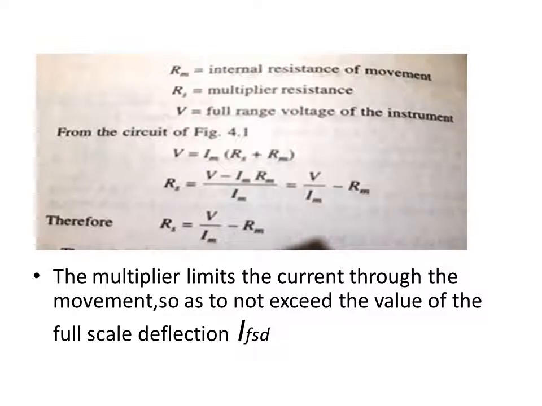The multiplier limits the current through the movement so as to not exceed the value of the full scale deflection, that is IFSD. FSD is the full scale deflection current.